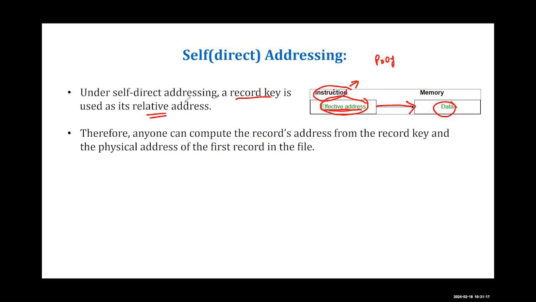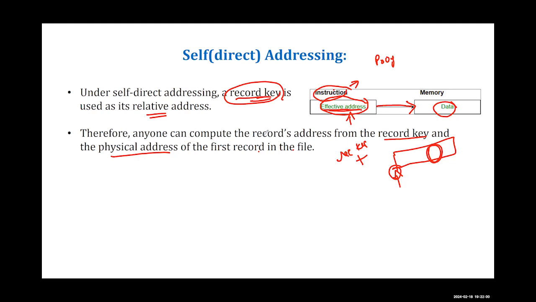Now here in self or direct addressing, a record key is used as its relative address. So whatever the relative address or effective address we are talking about, for the variable, that is nothing but the record key of that particular memory. Therefore, anyone can compute the record's address from the record key and the physical address of the first record in the file. If there is a file and I know the first address and the record key, then I compute record key plus the very first address, and I can access that particular variable. That is the meaning of this.